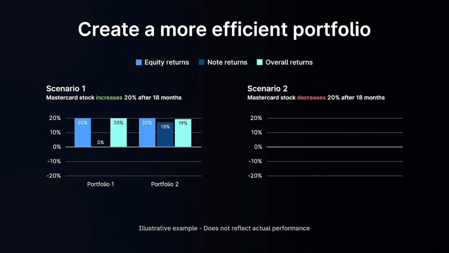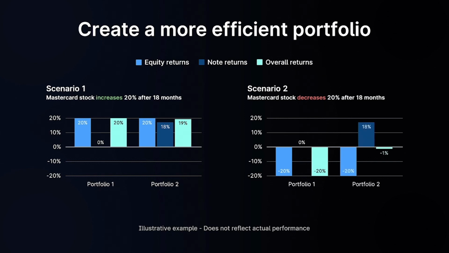In scenario 2 on the right, this time, MasterCard has lost 20% after 18 months. Portfolio 1 has lost all 20% since it owned 100% of MasterCard stock. However, Portfolio 2 lost only 1%. Portfolio 2's holding of MasterCard did also decline by 20%, but its MasterCard structured note returned 18% as it received each quarterly coupon since MasterCard did not decline below its downside protection on any of the observation dates.